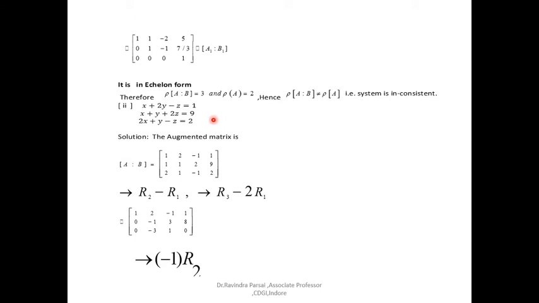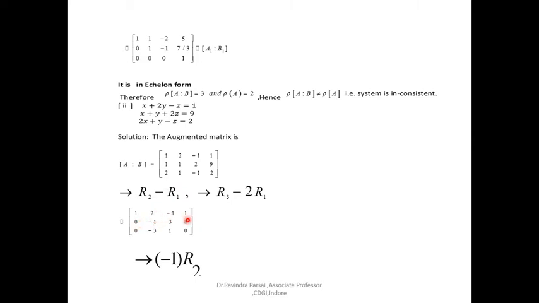Now we come to the next category of examples. The example is x plus 2y minus z equal to 1, the second equation is x plus y plus 2z equal to 9, and 2x plus y minus z equal to 2. Therefore the augmented matrix in this case is [1 2 -1 1; 1 1 2 9; 2 1 -1 2].